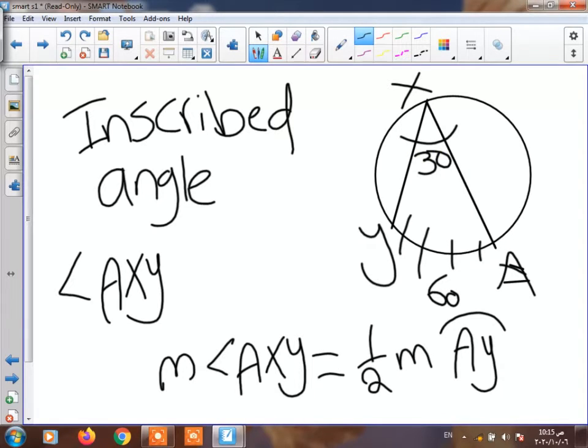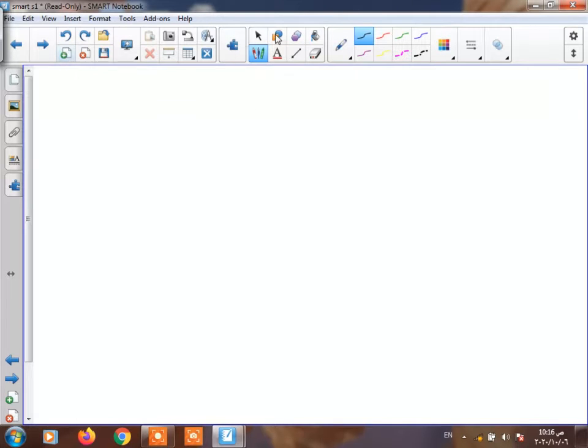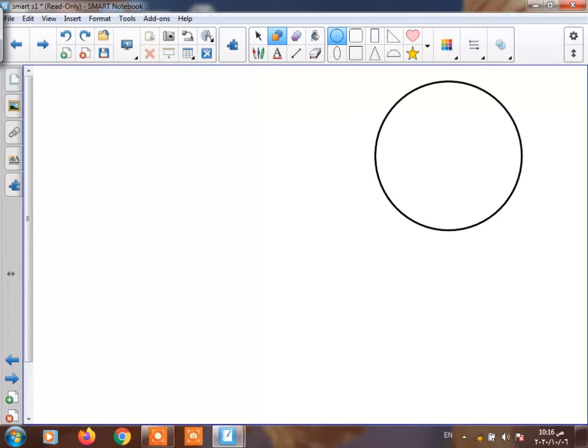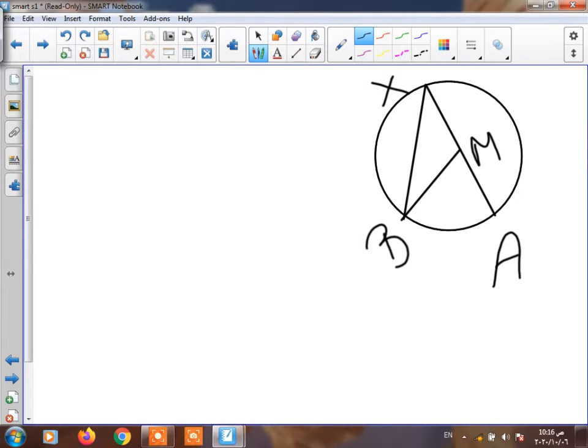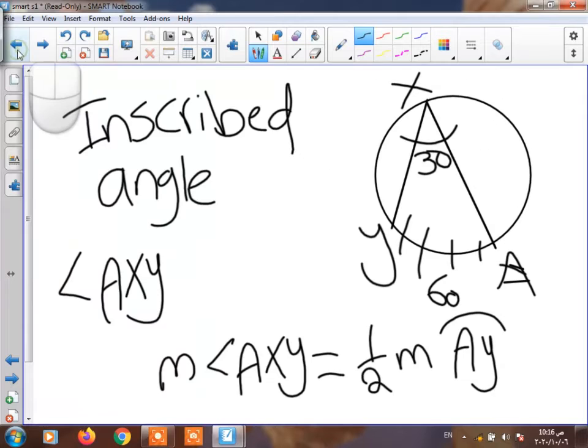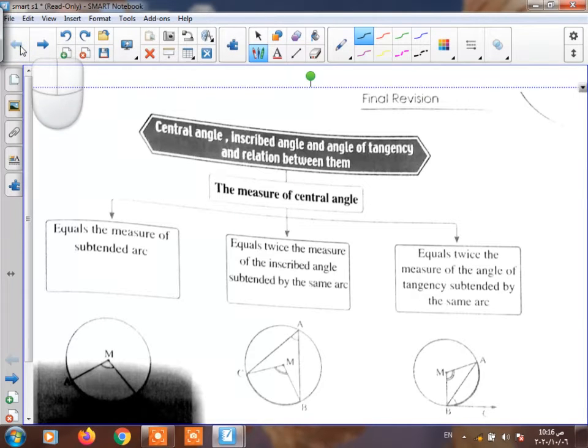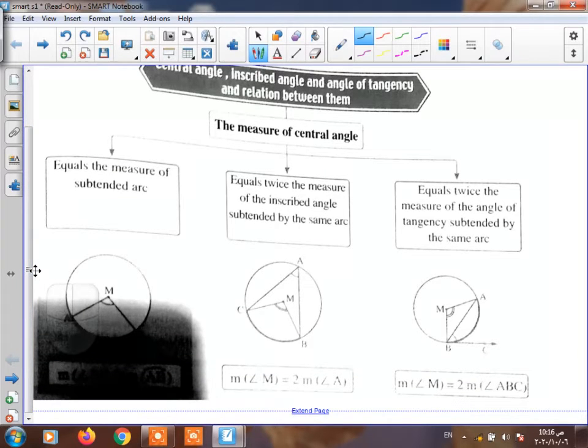From here and the previous one, we can deduce that if you have a central angle and an inscribed angle subtended by the same arc, you can find the relation between them. You have an inscribed angle just like this, and the central angle just like this: angle AMB and angle AXB. Angle M equals the measure of arc AB and angle X equals half the measure of arc AB. That means the inscribed equals half the central. The summary here says the measure of the central angle equals the measure of the subtended arc, and the inscribed angles subtended by the same arc are equal to half the measure of the arc.